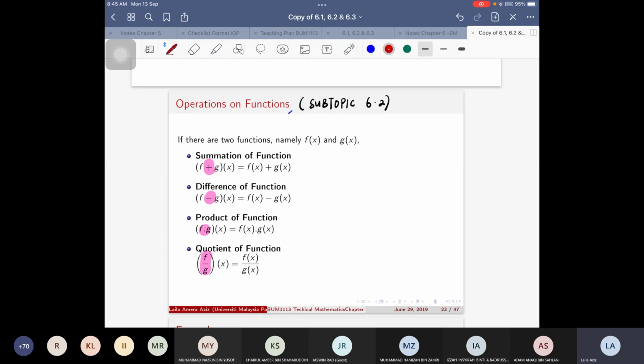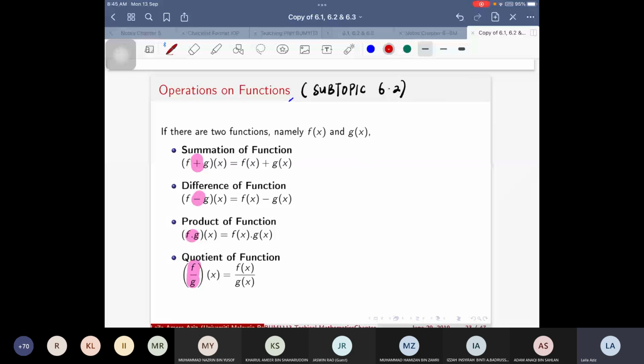Okay, according to the rule, so kalau function f tambah g of x, kita boleh separatekan dia. Kita boleh tuliskan dia sebagai function f of x tambah g of x. And kalau kita ada f tolak g of x, kita boleh asingkan dia sama juga macam tambah. So separately, so dia adalah function f of x tolak g of x.